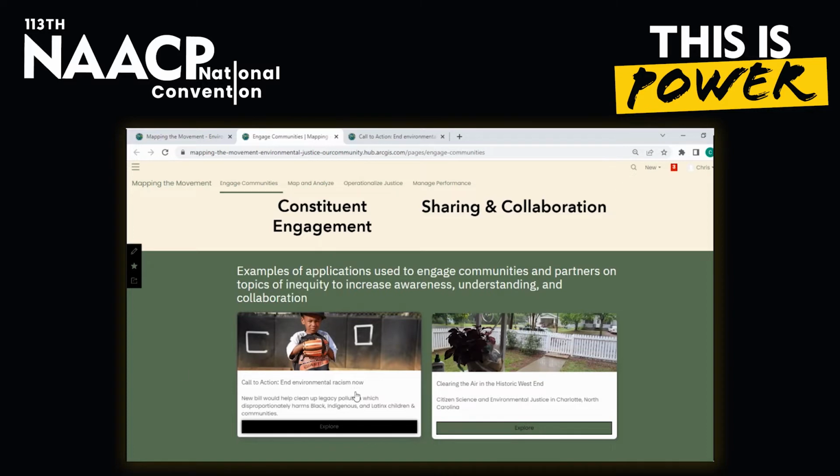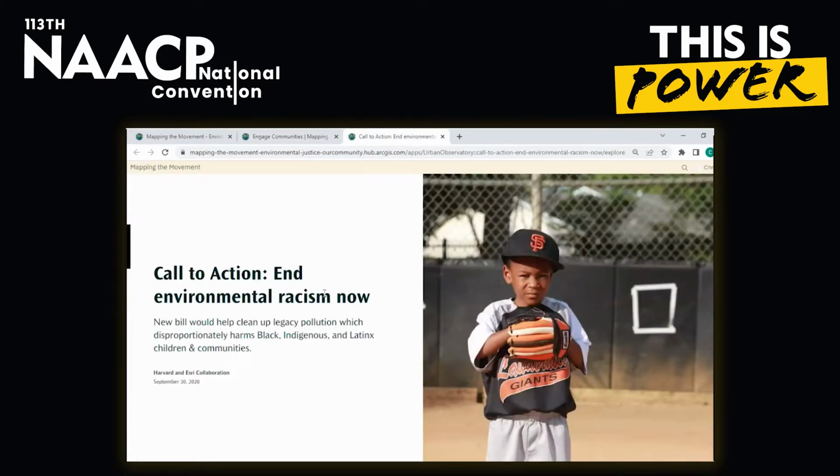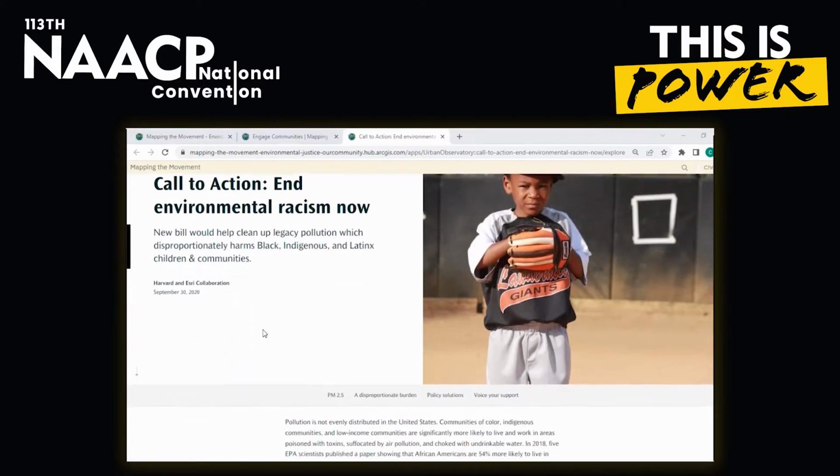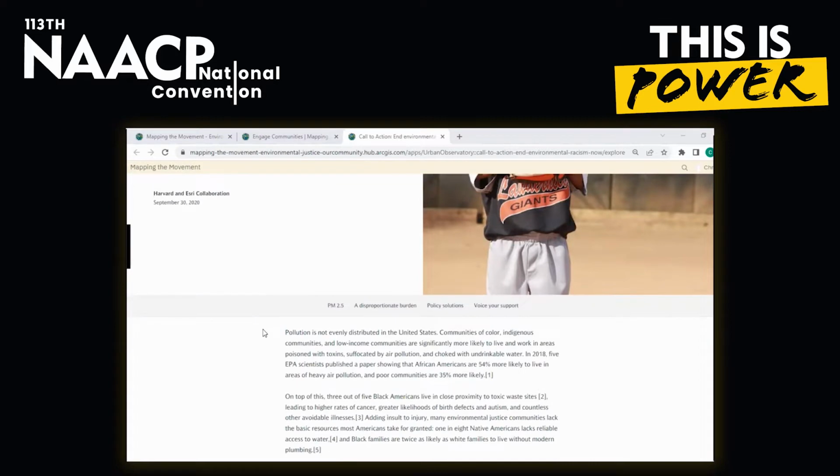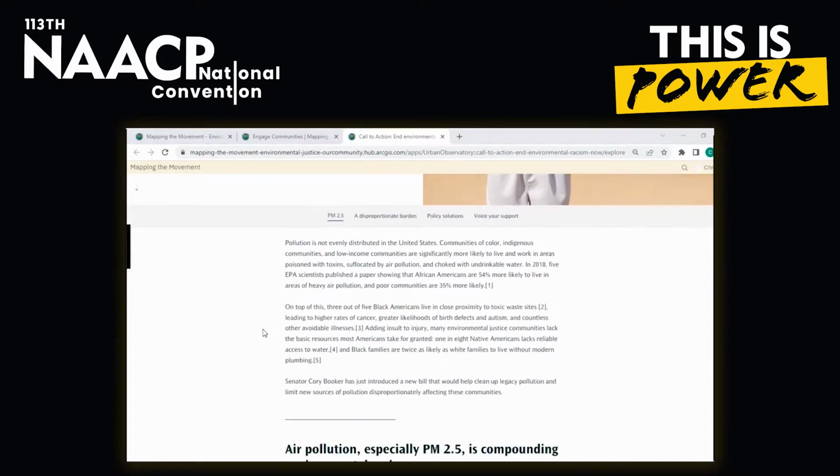The story map on the left focuses on constituent engagement, and the story map on the right focuses on sharing and collaboration. So let's open the constituent engagement example and dive into a well-written story that utilizes maps, videos, images, and applications. This is an example of how an organization is managing the narrative around environmental racism. The story encourages the community to voice their support for a proposed congressional bill that will limit the environmental and health burdens associated with legacy pollution.